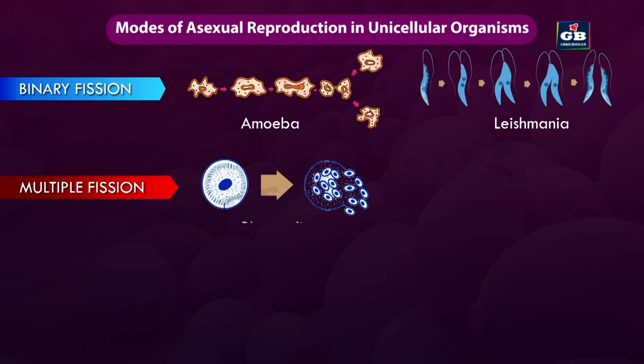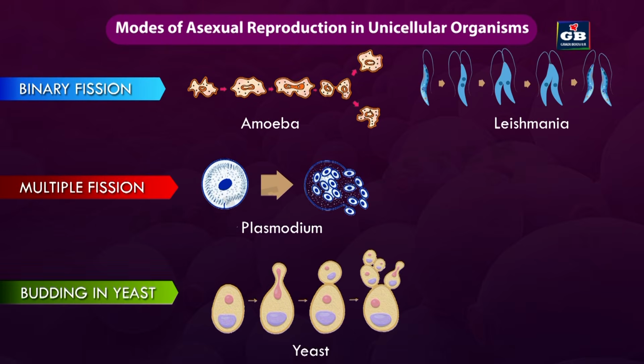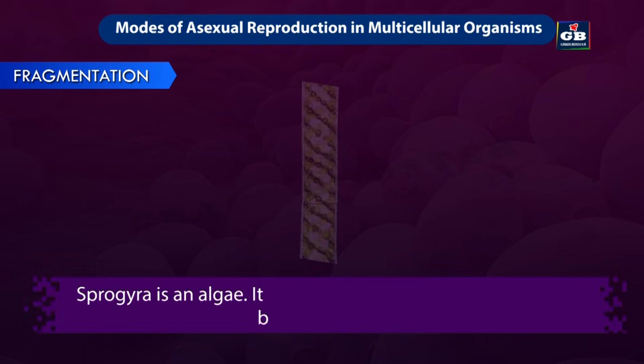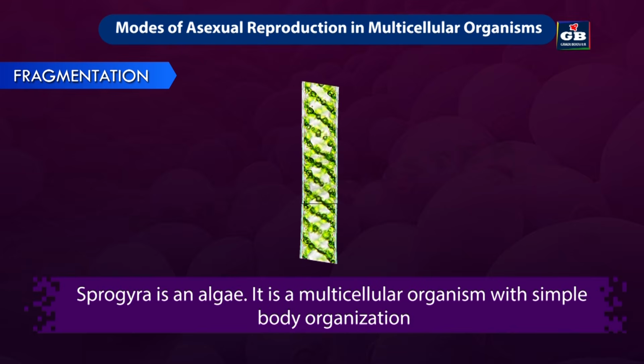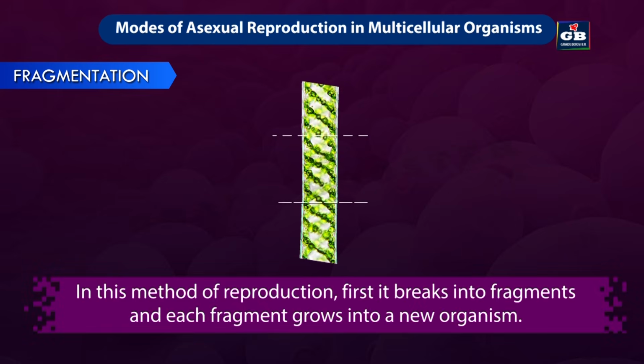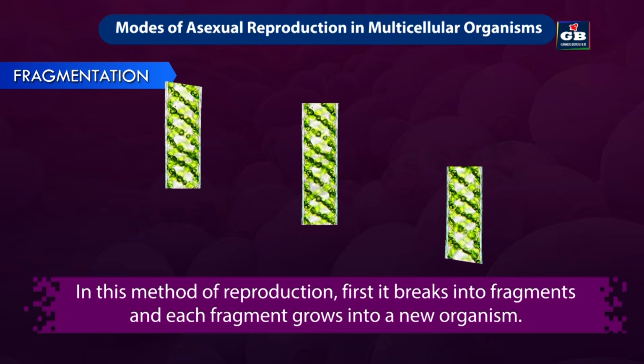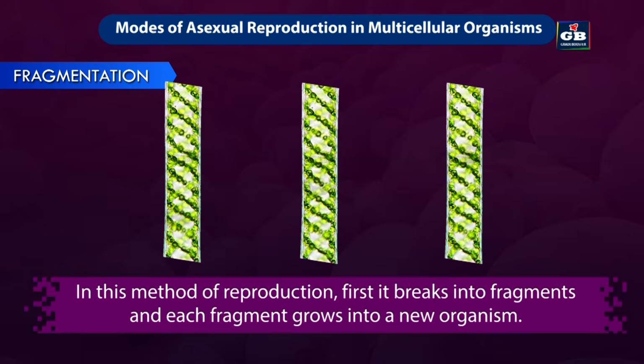These are the methods of asexual reproduction in unicellular organisms. Now let us see the methods of asexual reproduction in multicellular organisms. One, fragmentation. Spirogyra is an algae. It is a multicellular organism with simple body organization. It reproduces by fragmentation. In this method of reproduction, first the organism breaks into fragments and each fragment grows into a new organism.